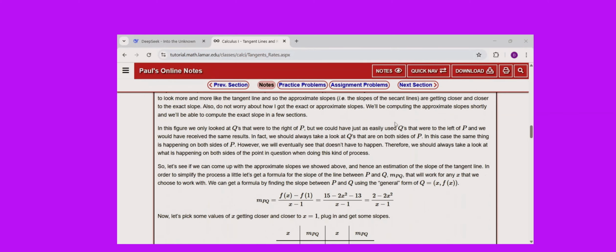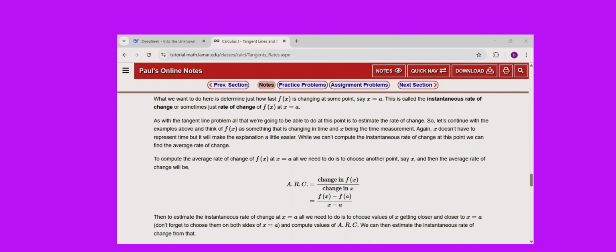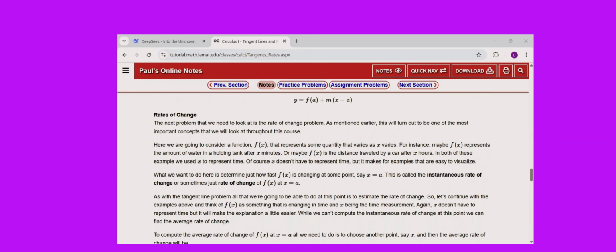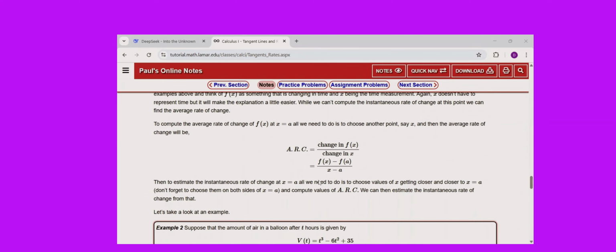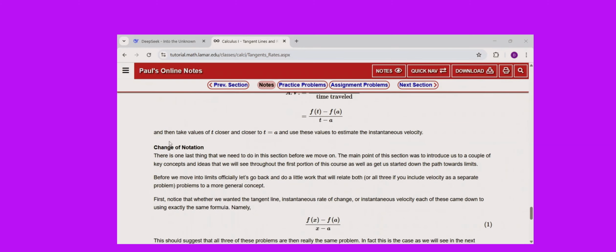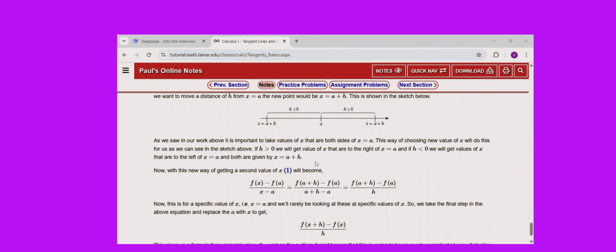Okay, everybody, listen carefully to get your tangent. Next one is the rates of change. What we want to do here is determine just how fast f of x is changing at some point. This is called the instantaneous rate of change, or sometimes just rate of change of f of x at x is equal to a. Actually, velocity problems, change of notation: f of x minus f of a by x minus a. This is the formula.